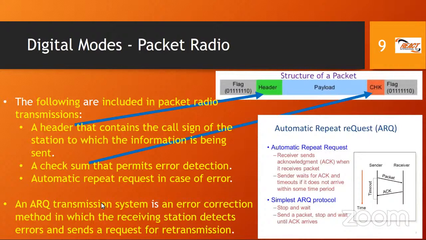So we say an ARQ transmission system is an error correction method in which the receiving station detects errors and sends a request for retransmission. So we need to learn this point for the exam. So again, all under packet radio.